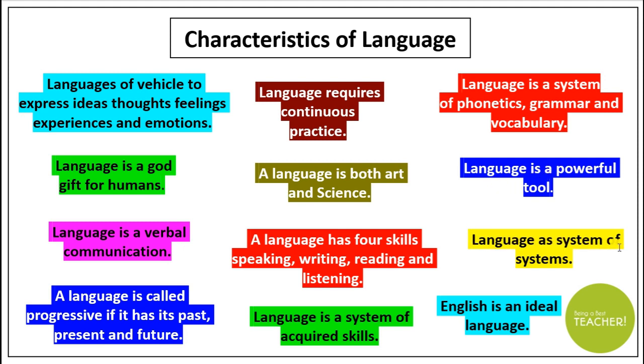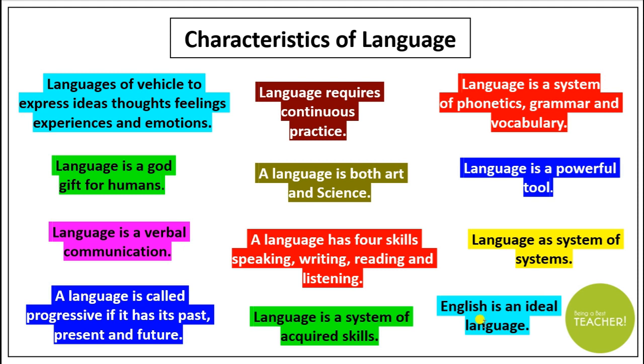Next is language as a system of systems. There are certain grammatical systems that need to be followed, and certain other systems that need to be followed in language, and those particular systems also have subsystems. So that is why it is written here language as system of systems, right? Basically the rules and regulations that need to be followed in a particular language.